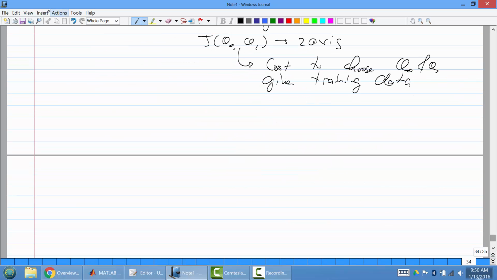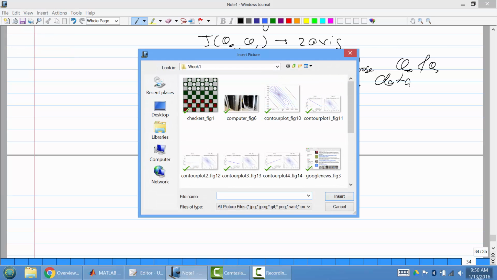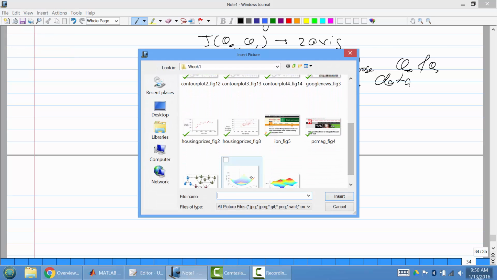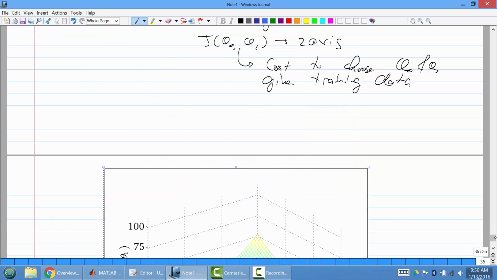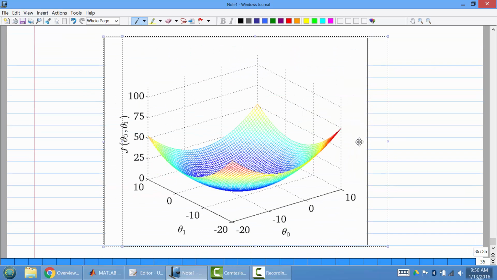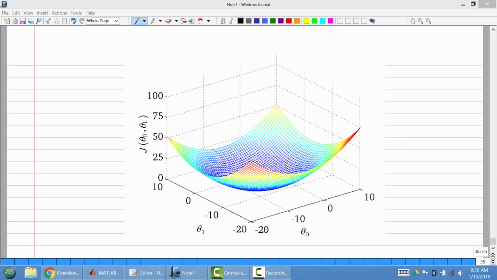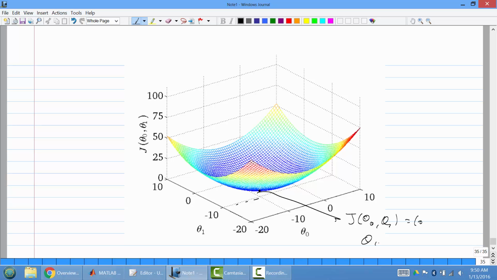So let me just find one for you. It's figure 9, I think. Ah, here we go. It's going to look something like this. This is a 3D surface plot, and how it works is you have unique pairs of theta 0 and theta 1. Each of these will map to a particular cost. So if I chose theta 0 as minus 10 and theta 1 as 10, and I look at the height, maybe it's going to be around 10 or so. This is just an example. It's nothing to do with the data that I'm currently working with.